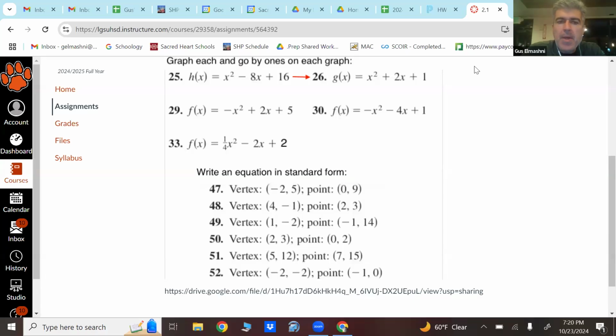All right. So it says here to graph each and go by ones on each graph. Okay. So these are all parabolas. So this should be pretty easy to graph. So you may want to get some paper and start copying this down. So when you graph these, probably what I'd recommend you do is use this formula.